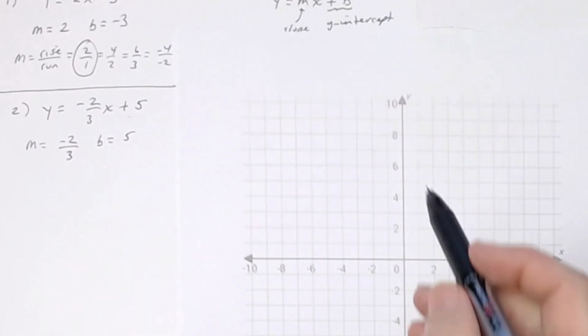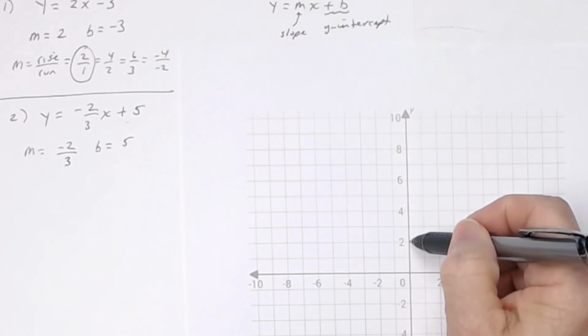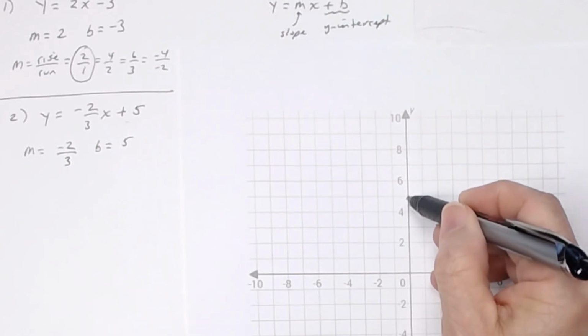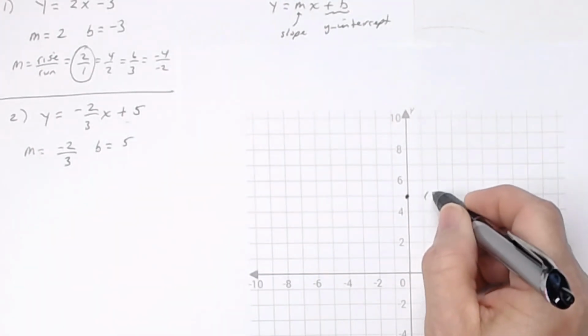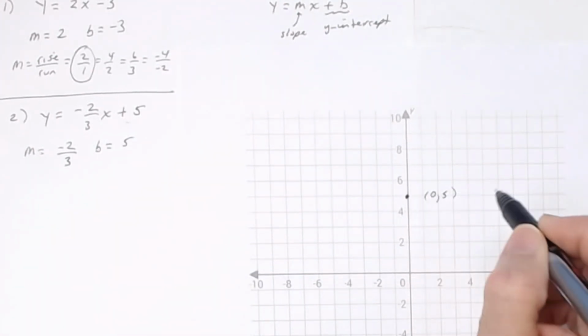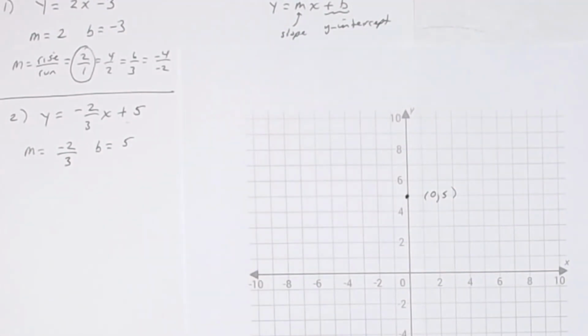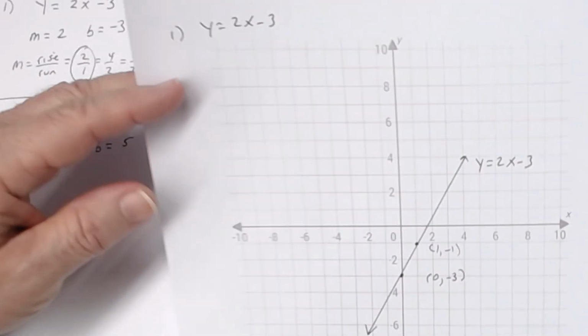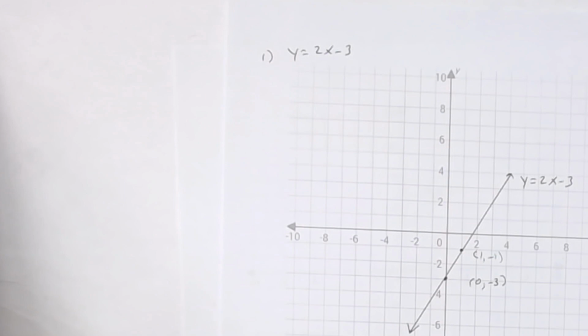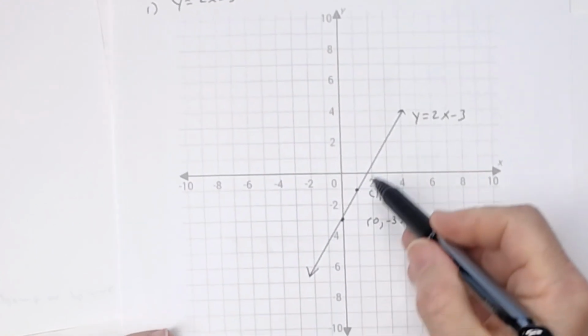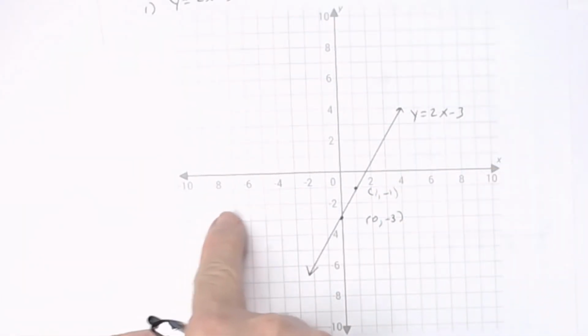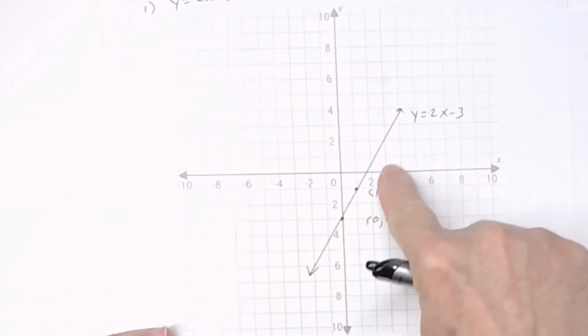So I'm going to go up here. This is 2, 4. So there's where the graph crosses the y-axis. So that's the point (0, 5). And by the way, just to remind you, and I should have done that in the previous one. Remember, if the slope is positive, the line needs to rise, and the line is rising. As you go from left to right, the line goes up.